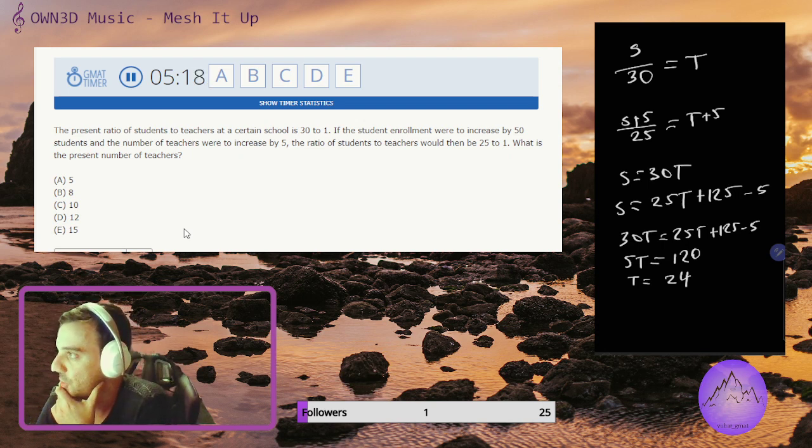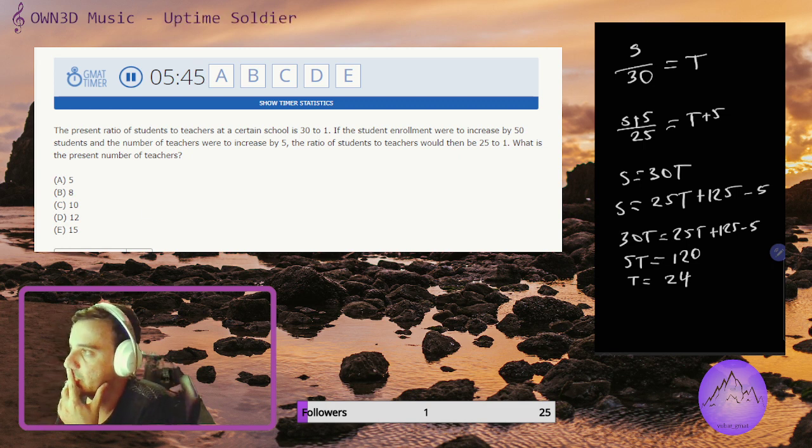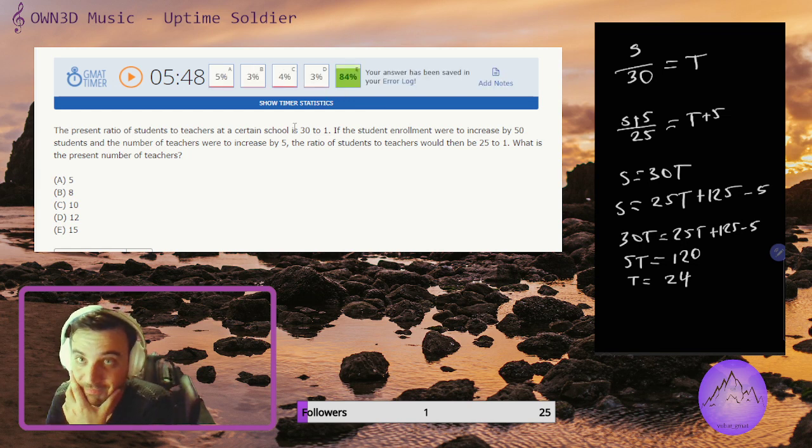So the number of teachers, so the present number of teachers should be 20. Wow. Did I do that right? 24, 12, divided by 10 would be... I want to say D. No, I've obviously made a mistake there. I feel like this is supposed to be easy, but I've made a pretty simple mistake, obviously.